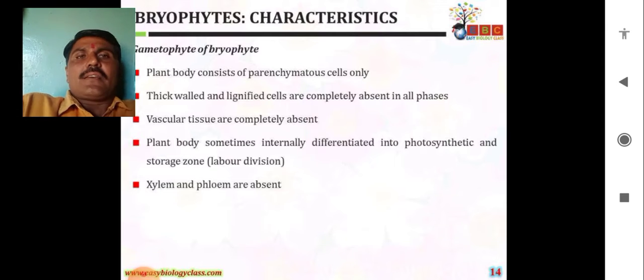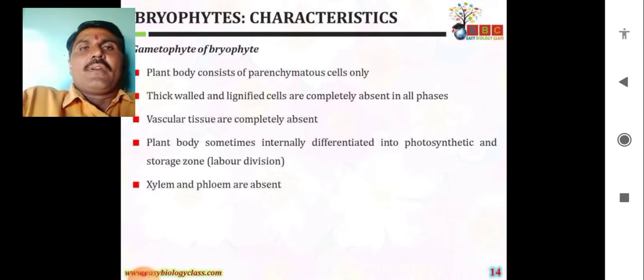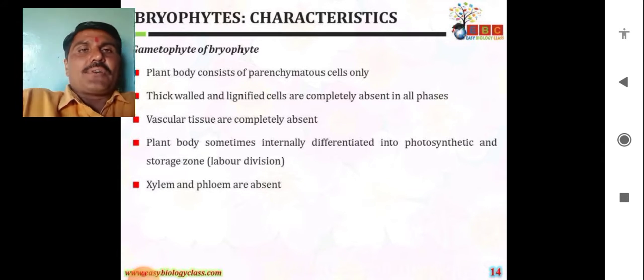So, friends, this is the gametophytic body of the plants. The plant body consists of parenchymatous cells only. No other types of cells are observed in the plant body, whereas thick-walled and lignified cells.